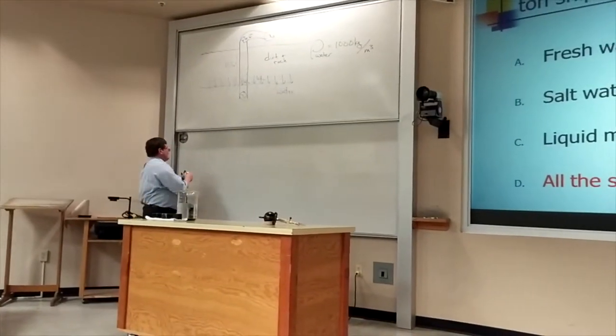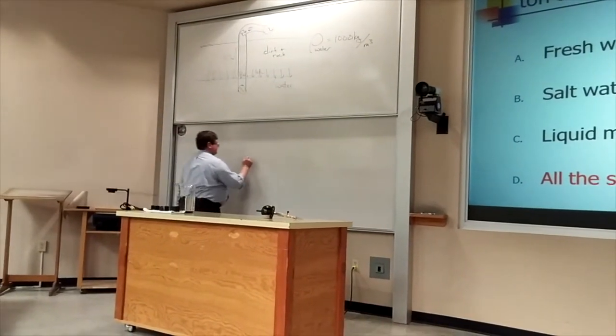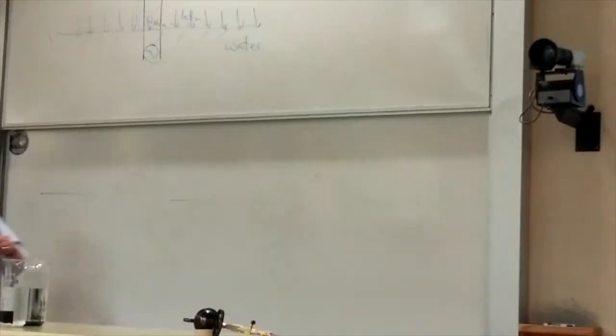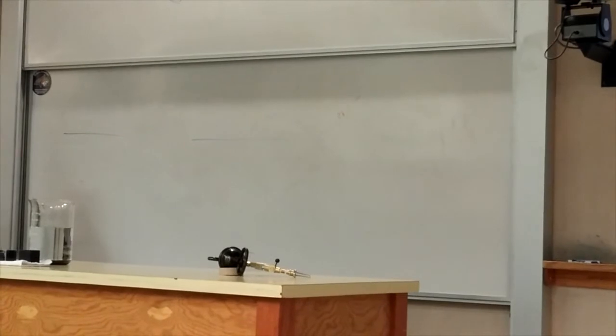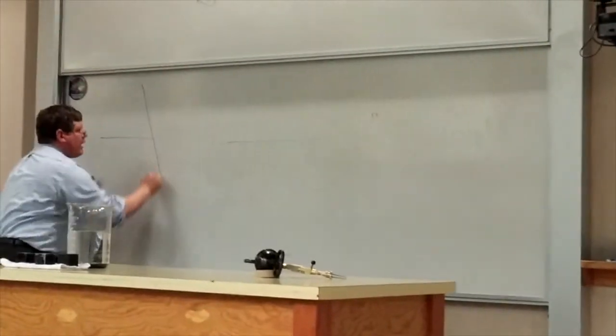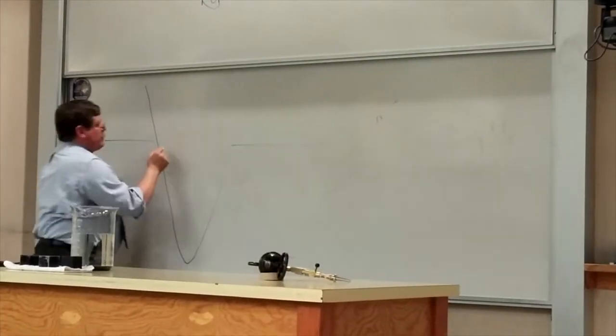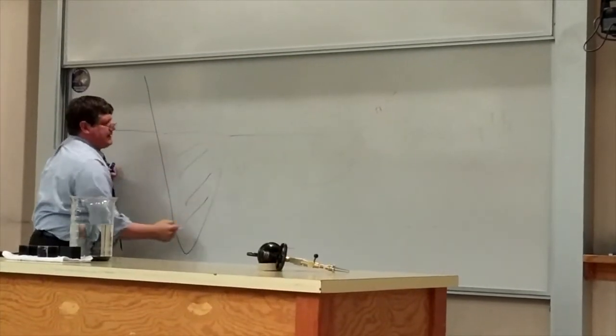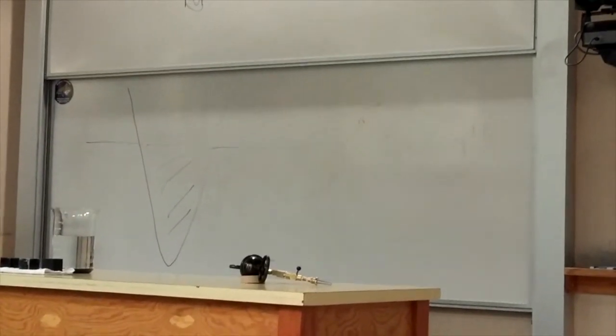If I'm floating in fresh water, that boat, in order to float, has to have a buoyant force equal to 10 tons. That means it has to ride low in the water, low enough to displace 10 tons of water.